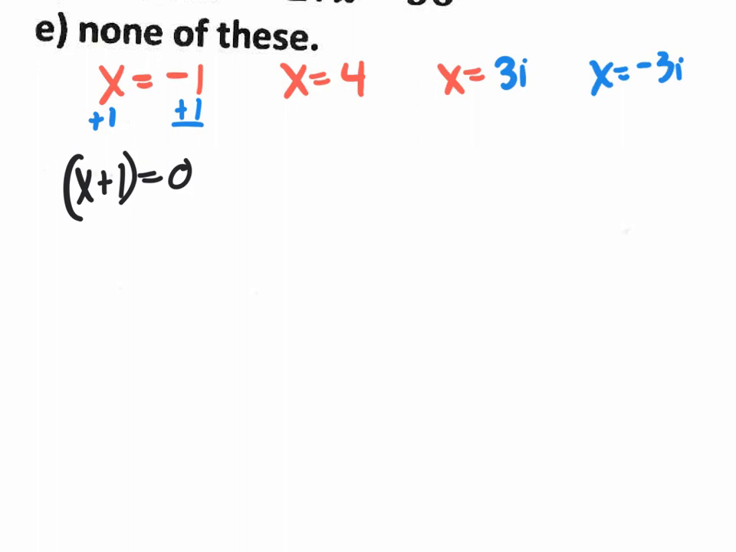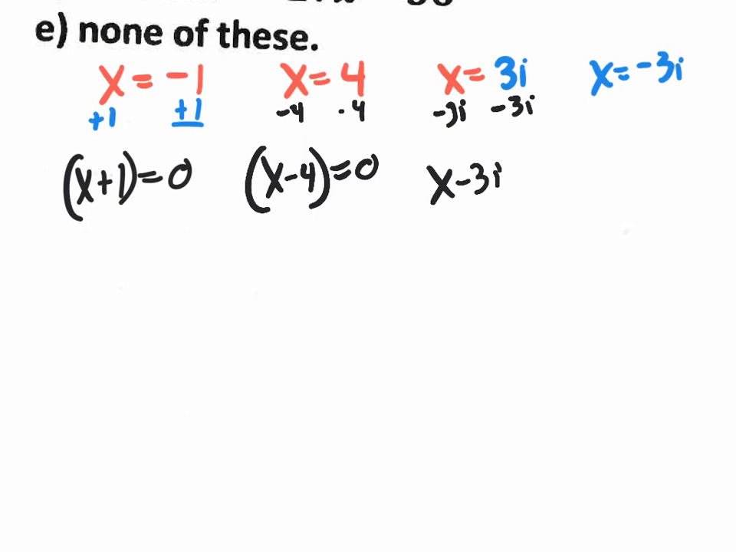X minus 4. If you subtract 4, you'll have x minus 4 equaling 0. And there's a binomial that you set equal to 0 to get that answer, x equals 4. Where did this answer come from? Don't think, just do. Subtract 3i, x minus 3i. That's a binomial that you solved to get the answer x equals +3i.